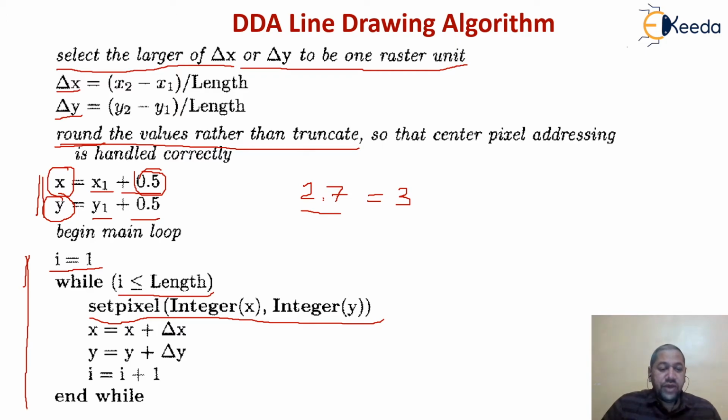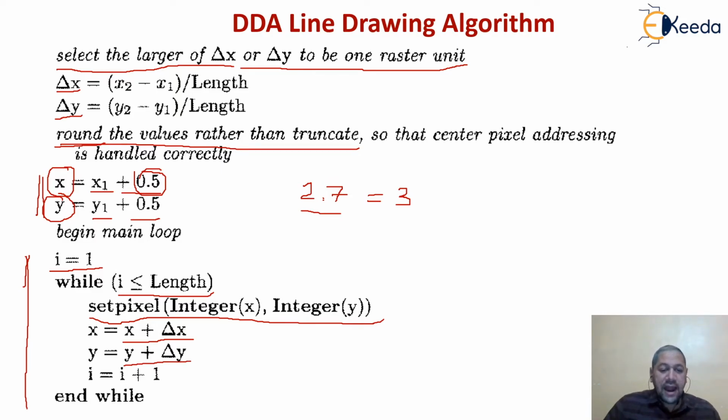Now we have just learned how to find the next pixel. If I know my starting point x and y that I have activated, what should be my next value? We have seen that x of I plus 1 is equal to x of I plus delta x. So I add delta x to the initial value to get the next point. Similarly y of I plus 1 is equal to y of I plus delta y. To activate the next point, I go for y equal to y plus delta y.